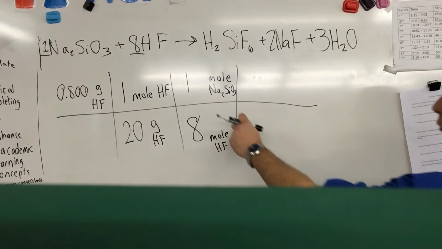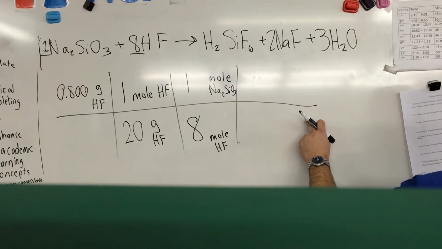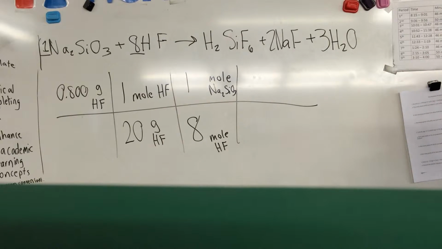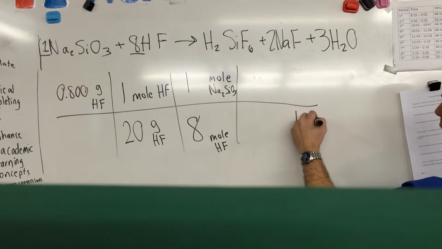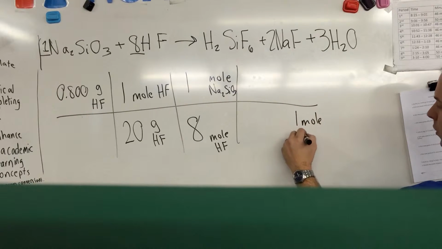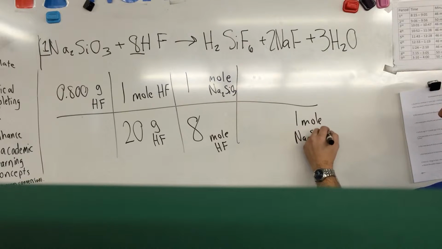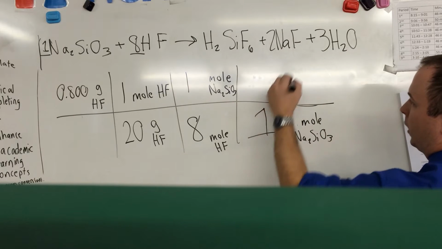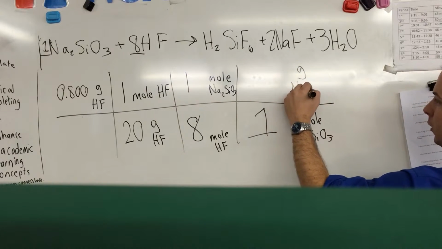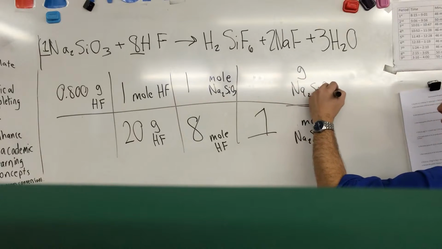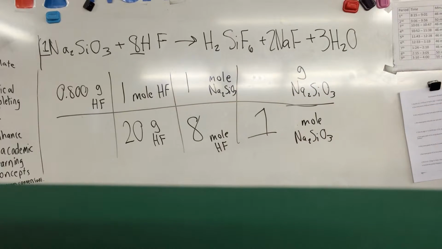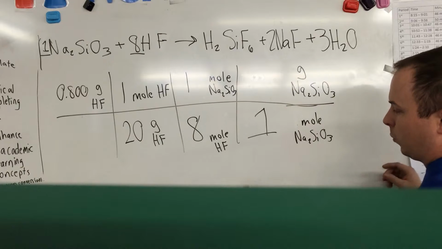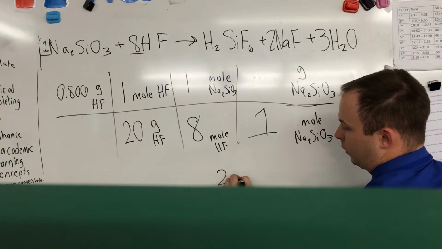So now what we need to do is go from moles of sodium silicate to grams. So to do that, we've got to multiply by the molar mass. So on the bottom, we're going to have 1 mole of sodium silicate, okay? And then on top, we're going to have the number of grams of sodium silicate, okay? So if we calculate the molar mass, we need to break down the formula.